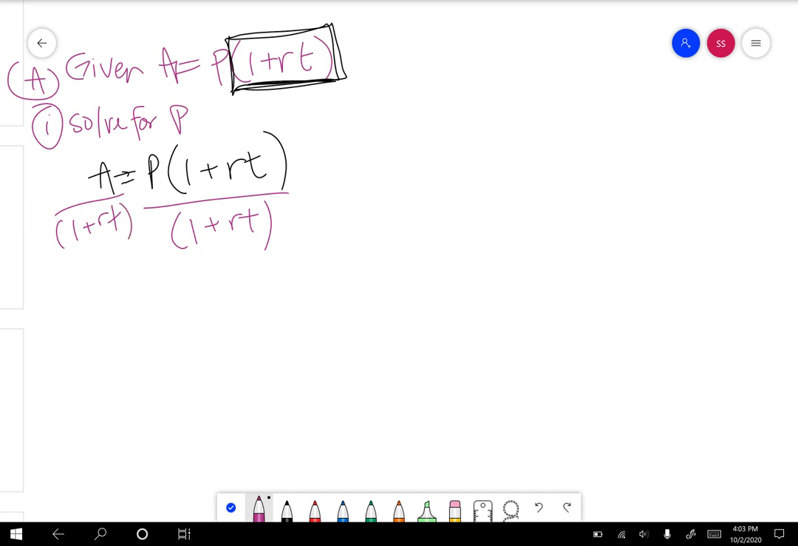So there we go. So our answer then, well, if we have 1 plus RT divided by 1 plus RT, those cancel out. We're left with P on this side. And we have over here, since none of those are like terms, it would stay just like that. That's supposed to be a parenthesis there. So our answer then would be P equals A divided by 1 plus R times T.